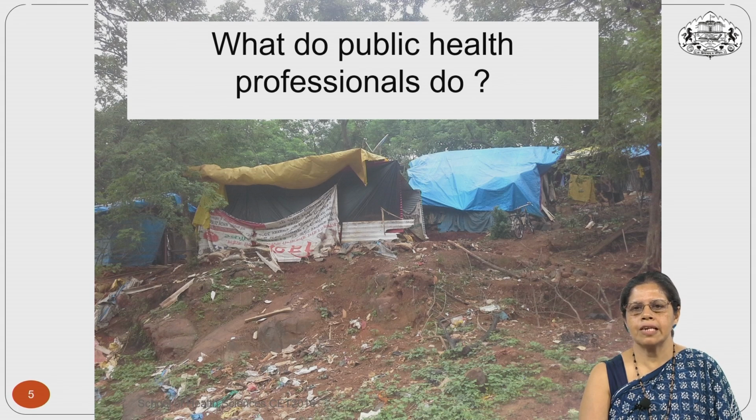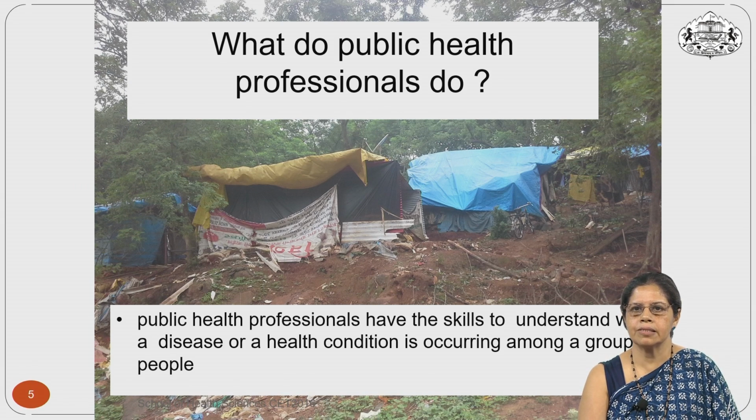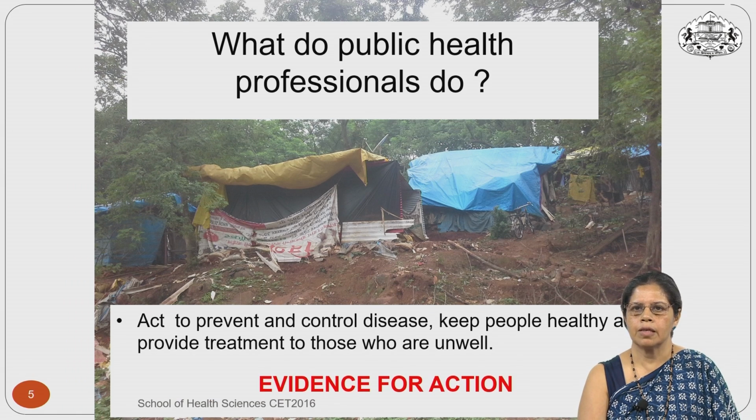So, let us ask the next question, what do public health professionals do? The first answer is that public health professionals have the skills to systematically analyze a health situation, to understand why a disease or a health condition is occurring amongst a group of people. Using this data, a public health professional can act to prevent and control disease, keep people healthy, and provide treatment to those who are unwell.